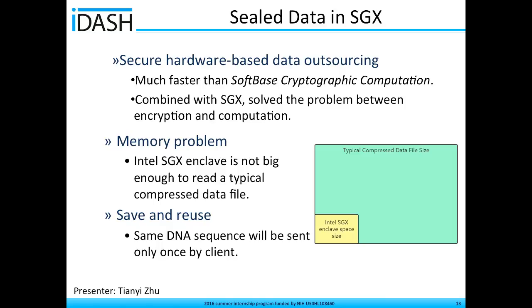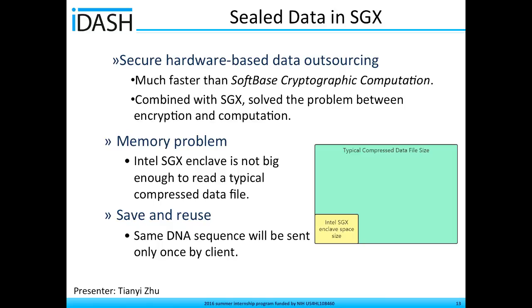First is about secure hardware-based data outsourcing. This kind of method is much faster than software-based cryptographic computation. And second, we combine with Intel SGX to solve the problem between encryption and computation. As we all know, sometimes when we do the encryption, we cannot do the computation anymore. And if we want to do the computation, we need to decrypt the data, and it's very easy to be hacked and stolen by hackers.